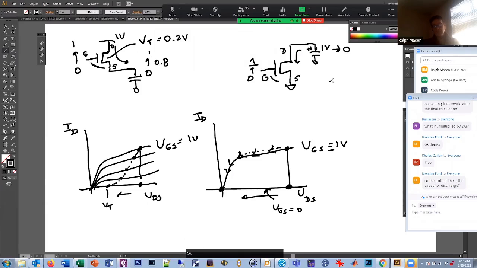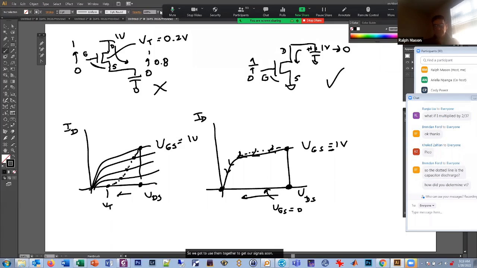So the NMOS, it's good at passing a 0. It's not good at passing a 1. But fortunately, we have PMOS, and the PMOS are the opposite. The PMOS are good at passing the 1 and not good at passing the 0. So we've got to use them together to get our signals through our circuits.